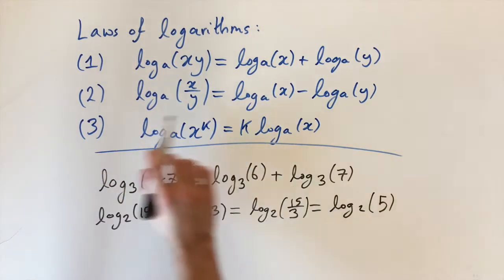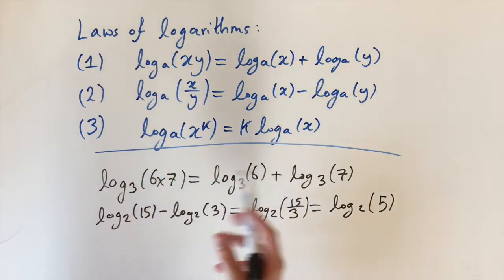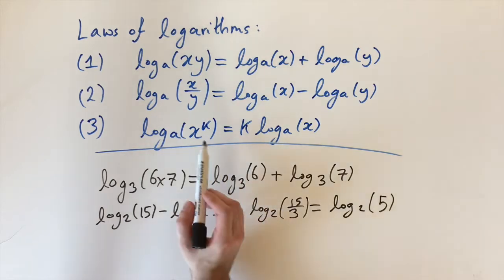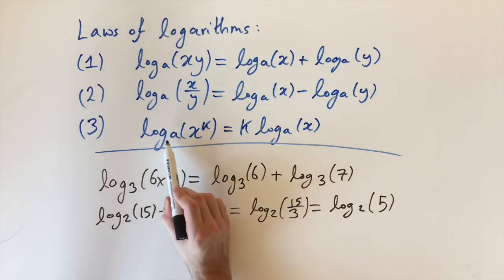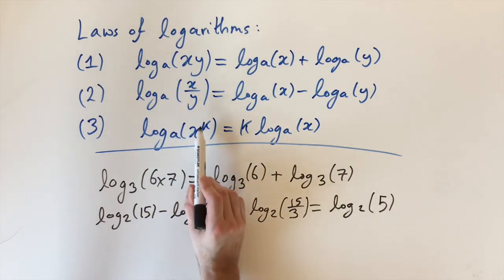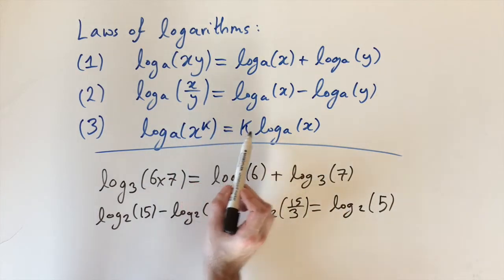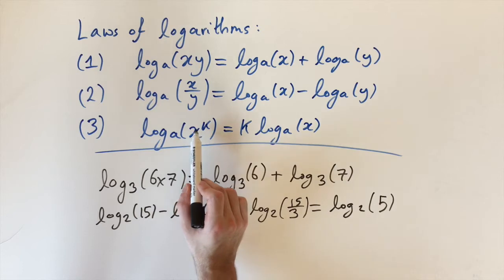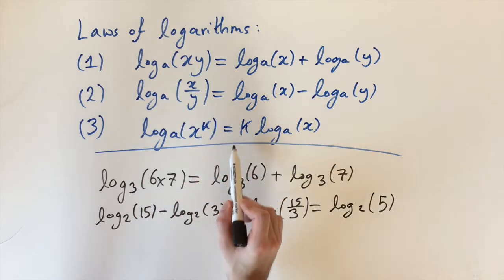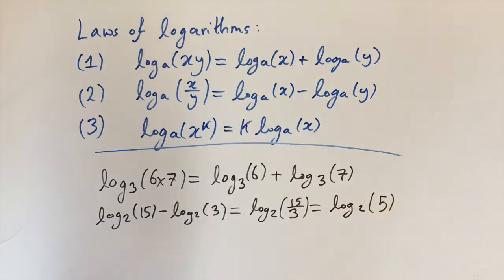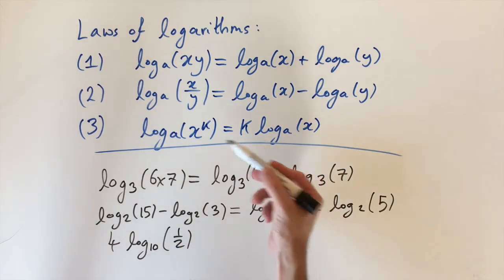And now let's look at the last one. This is typically called the power law, the power rule, because in here we have logarithm of base a of x to the power of k. And this law tells us that we can just bring the power outside the front. So log of x to the power of k, this is the same as k times log of x. So let's look at an example. If we have 4 times log to the base 10 of a half, and now we're going to use this backwards. We're going to start on this side and we're going to get to the left hand side.